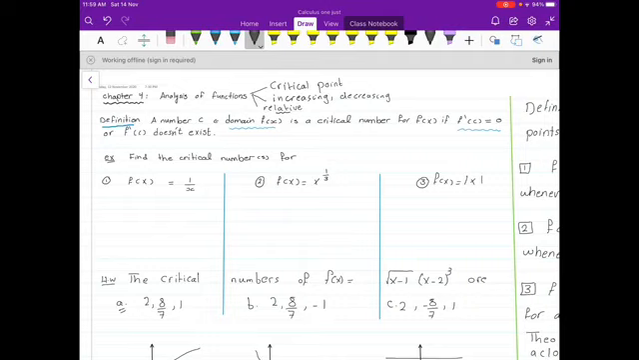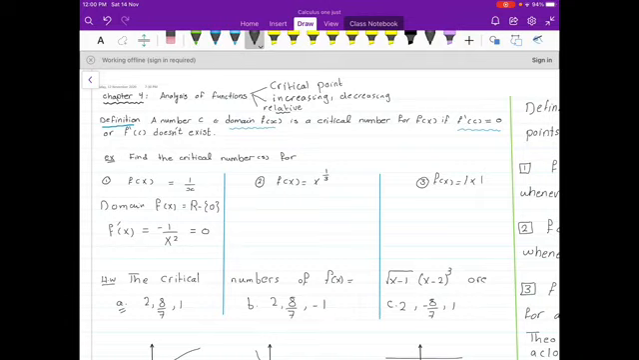Now, if we take the function f(x) equals 1 over x, before you find the critical number, what is the domain for f(x)? The domain for f(x) is all reals except 0. Now, to find the critical numbers, you must find f'(x). How can you differentiate 1 over x? The derivative of 1 over x is minus 1 over x squared. Now, to find the critical points, when the derivative equals 0, it will never equal 0.